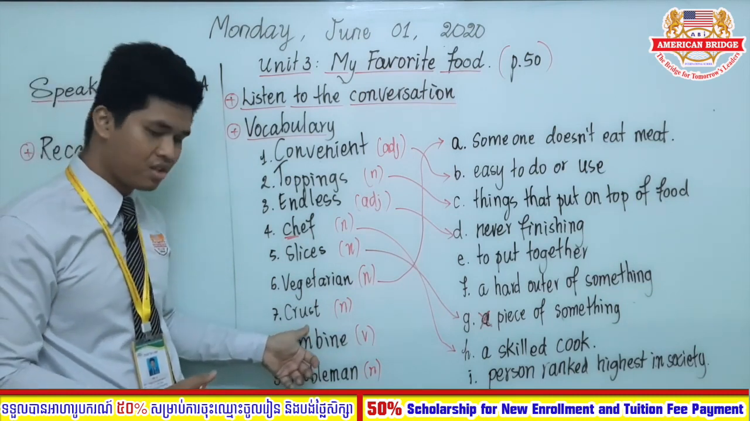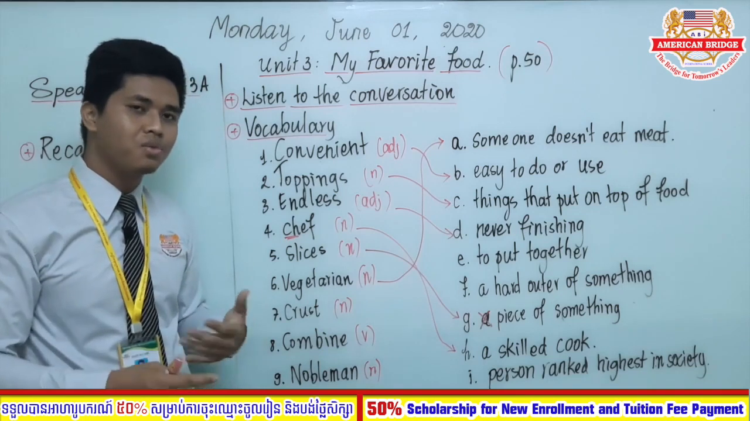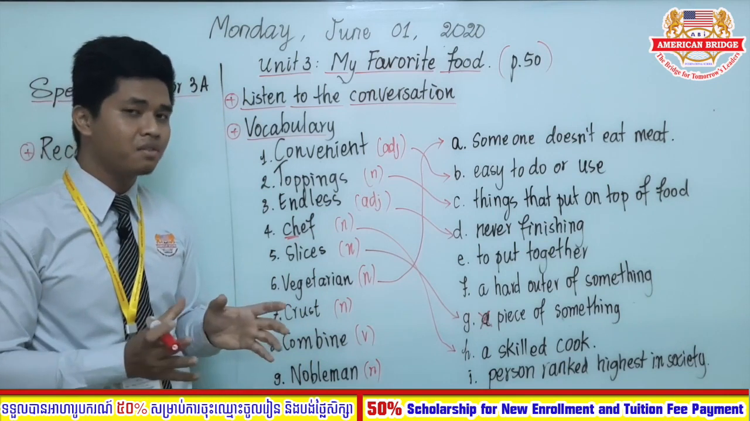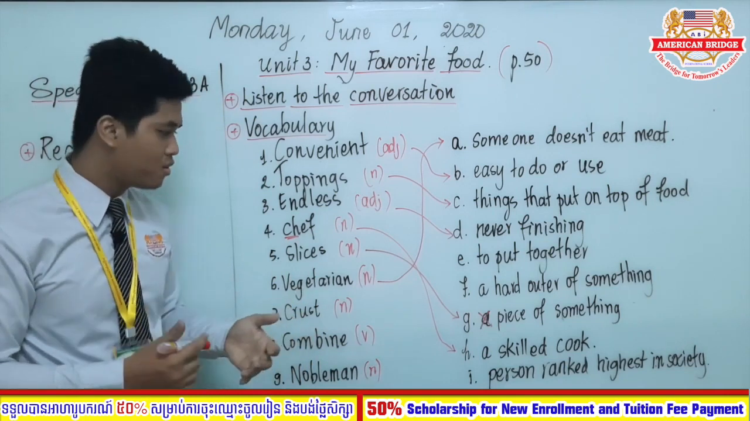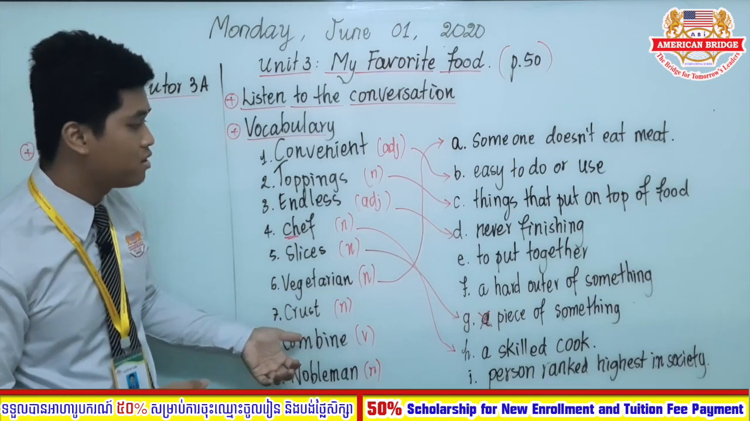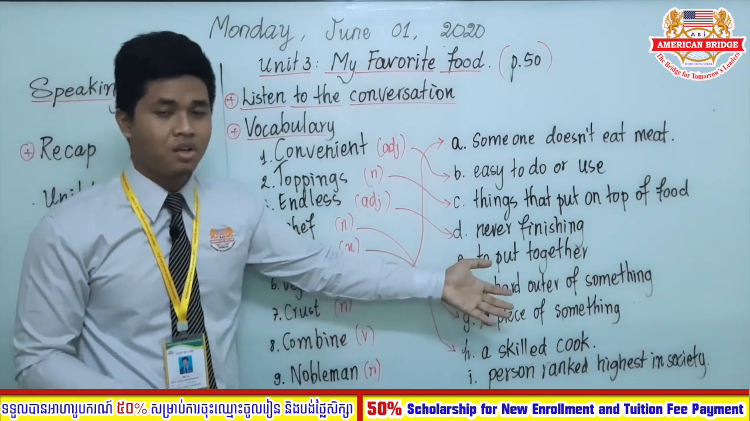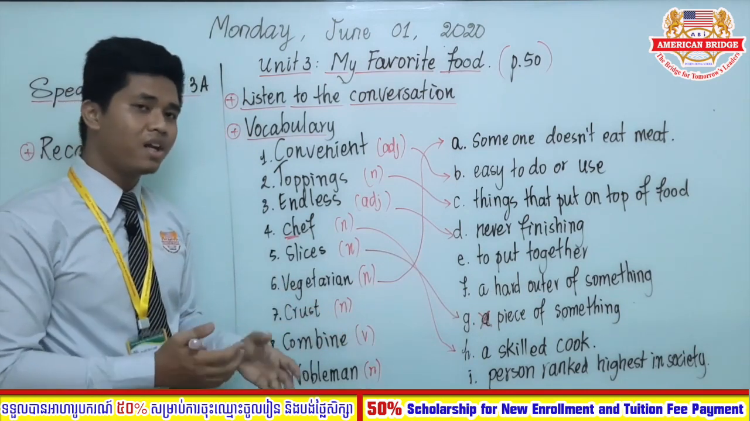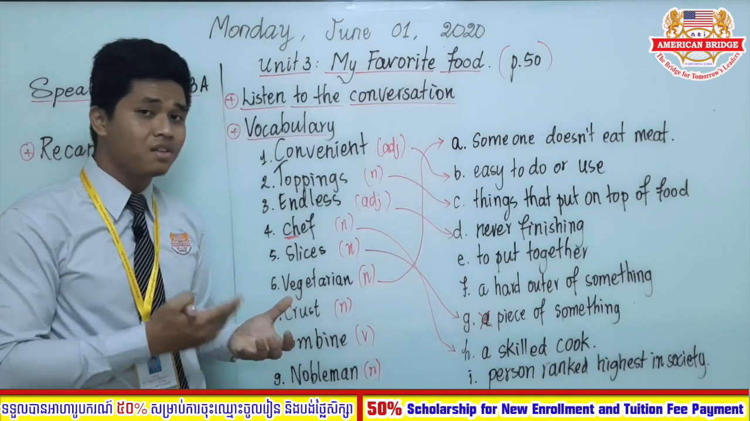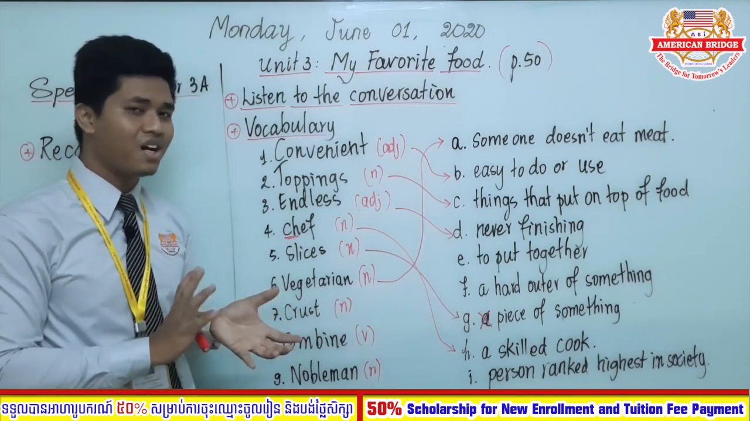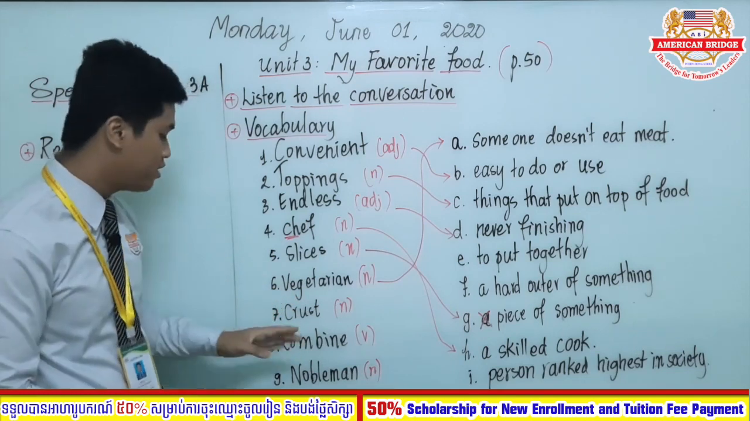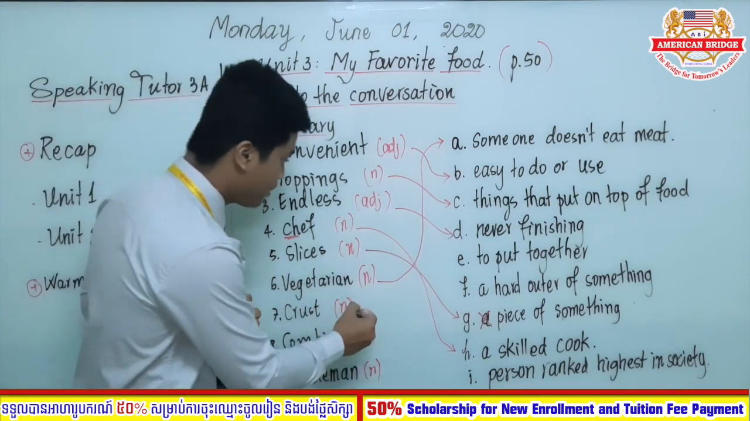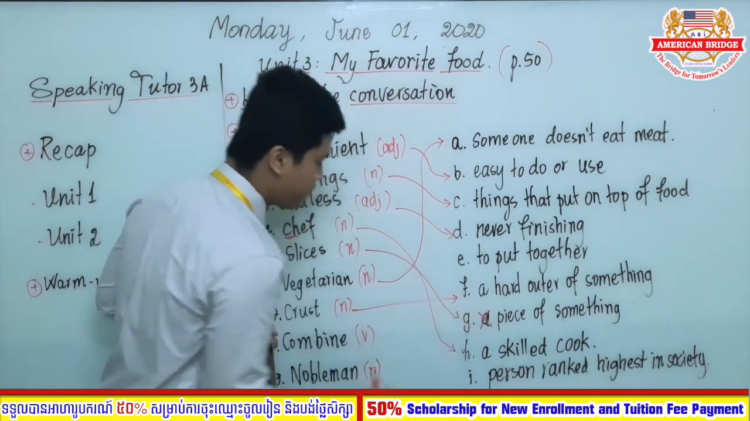Okay. Number 7, crust. The word is crust. So crust refers to some part of your food, for example, snacks. So the definition of the word crust here is a hard outer part of something. Have you ever eaten bread before? Okay, look at the inside of the bread. It is soft, but on the outside it's not soft. It is crust. Okay, so a hard outer part of something, which is letter F.